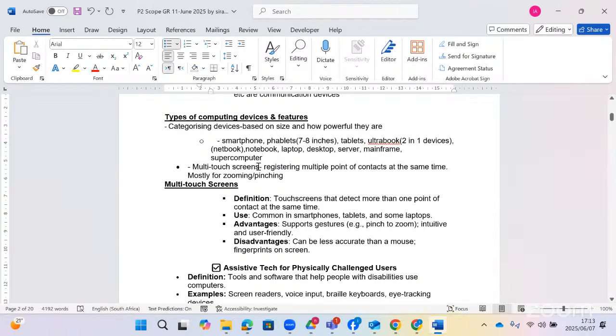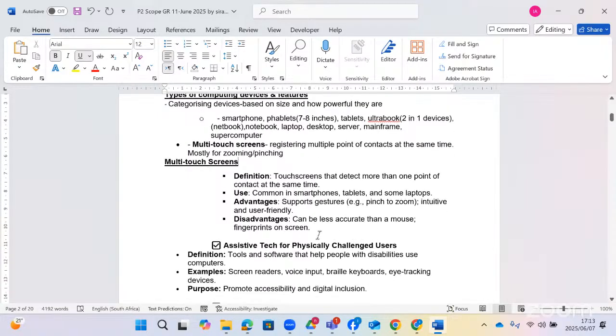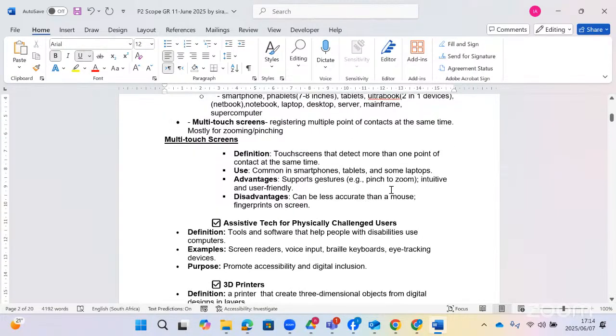Right. And then we also have multi-touch screen. When we talk about multi-touch screen, it is being able to register multiple points of contact at the same time, mostly for zooming or pinching. For example, on the touch screen of your smartphone, when you are able to touch more than one point of contact at the same time, we call it multi-touch screen. And we can use it to zoom in and zoom out, and to double tap and others. Right. So you must know the multi-touch, the uses, which is in smartphones and tablets and some laptops.